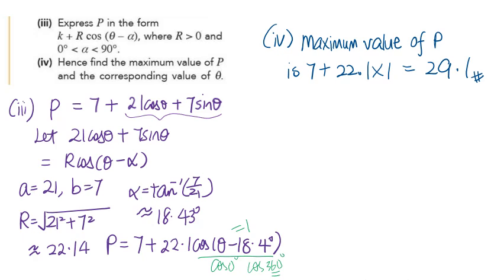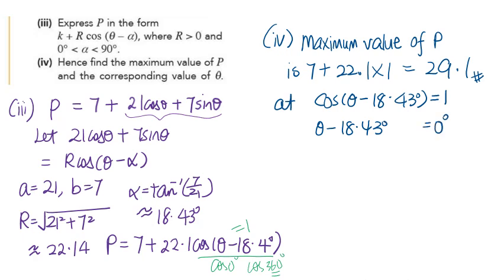If you go back to look at the original diagram, it's impossible for angle theta to be more than 360. The angle theta in the diagram is basically just between 0 and 90. So therefore, you only need to use 0 degrees. So therefore, theta is 18.4.